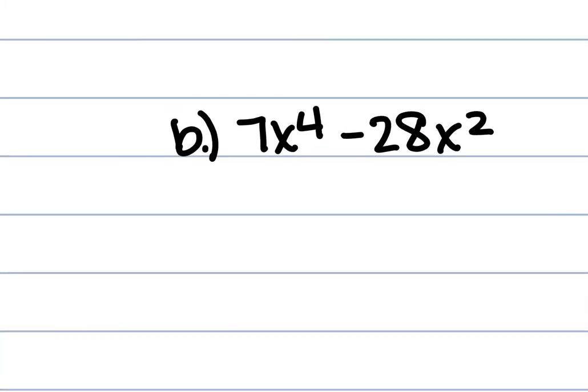What's step number 1? GCF. What's the GCF here? 7x squared. Why is it squared, peeps? Because it's 4 and 2. Do you guys see that? So we can factor out a 7x squared. You guys, what's inside the parentheses then?